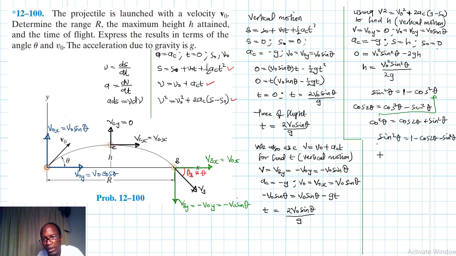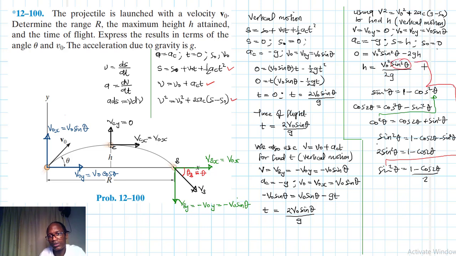Okay, so taking it to the other side, this can also be written as 2 sine squared theta equal to 1 minus cos 2 theta. And this is just going to be sine squared theta equal to 1 minus cos 2 theta divided by 2. So we can plug this here, for this part. When we do so, we're going to have the following.